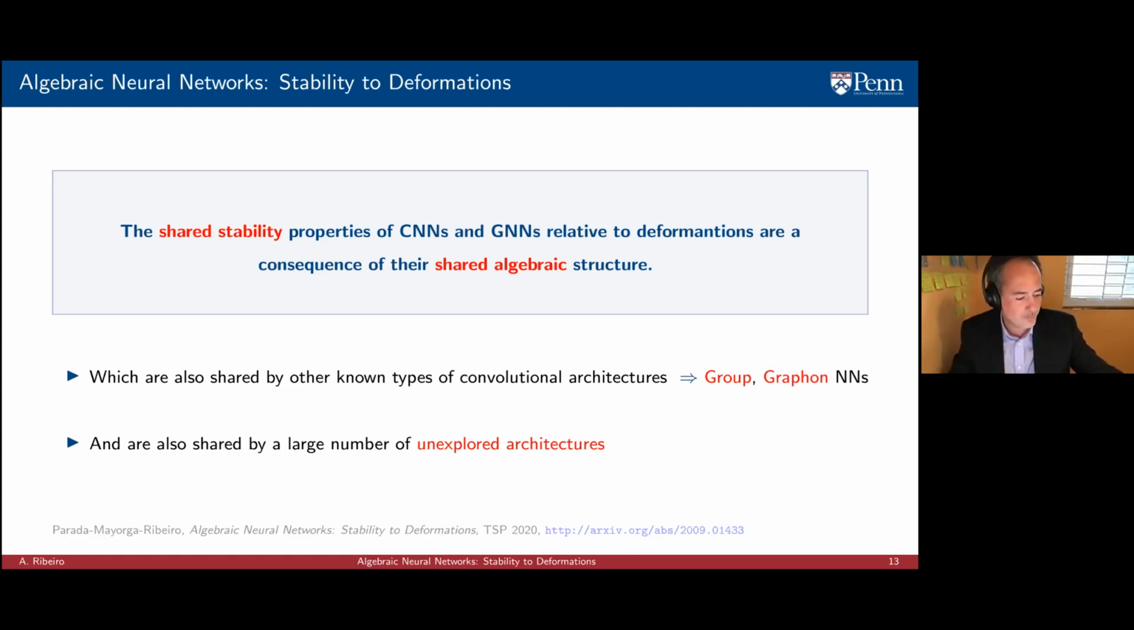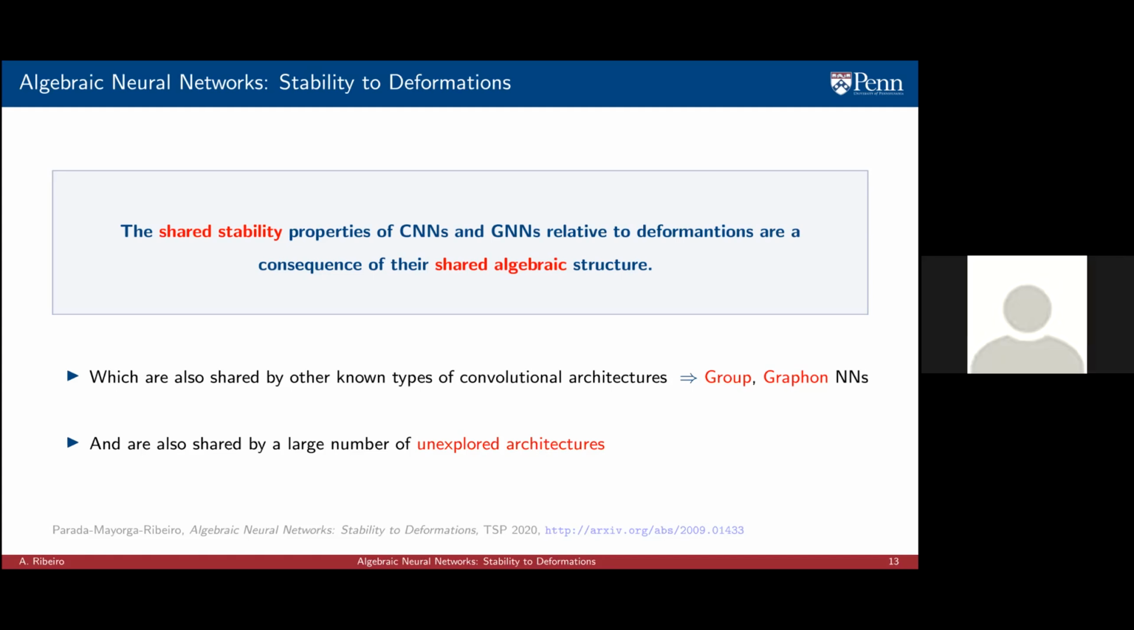There are questions, apparently. Yeah, can you explain a bit what you meant by the multiplicative deformation of the graph neural network?